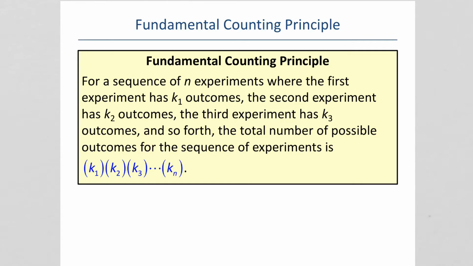The fundamental counting principle. For a sequence of n experiments, where the first experiment has k1 outcomes, and the second k2, and the third k3, and so forth, the number of possible outcomes for the sequence is k1 times k2 times k3, and so on for however many outcomes there are.